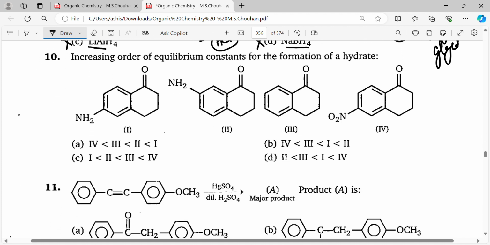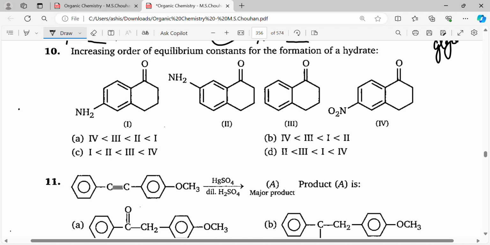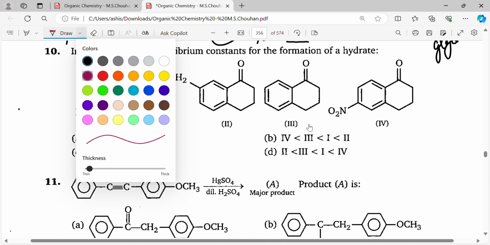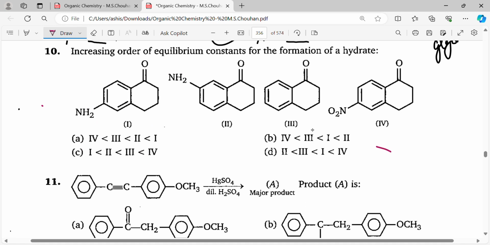In the next question we have to find out the increasing order of equilibrium constant for the formation of hydrate. Now understand what the meaning of hydrate is. In hydrate formation, the carbonyl group reacts with water, and water behaves like a nucleophile which will attack the carbonyl carbon, because the electrons of the pi bond would be shifted toward oxygen, and hence oxygen will be negatively charged and carbon will be positively charged. So it is a type of nucleophilic addition reaction.